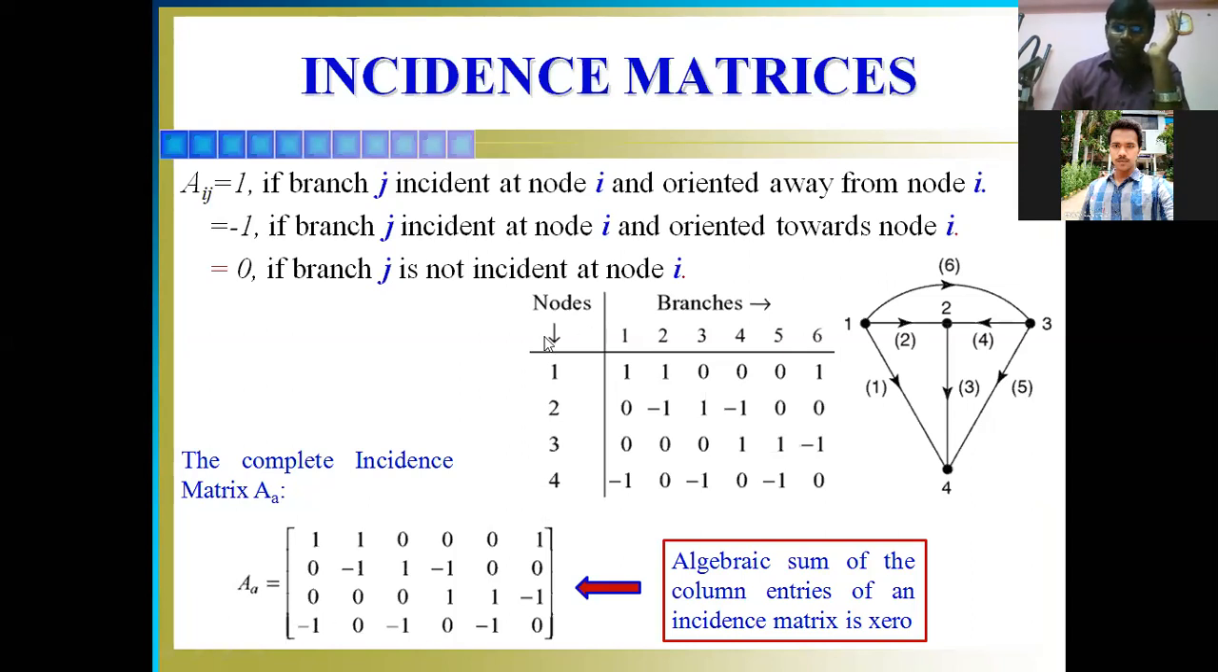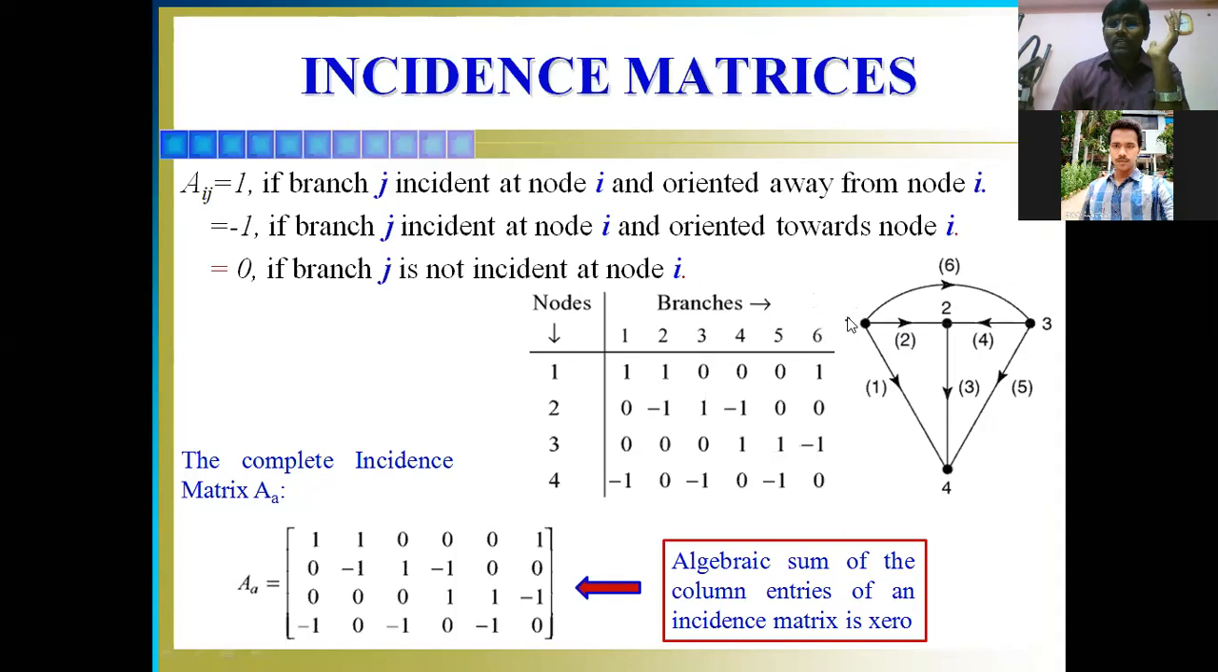So take the nodes, 4 nodes, 1, 2, 3, 4. And branches, there are 6 branches. So take 1, 2, 3, 4, 5, 6. Now to obtain the elements of this matrix, first consider node 1. For node 1, just check what are the branches connected to node 1. See, 1, 2, 6. These 3 branches are connected to node 1.